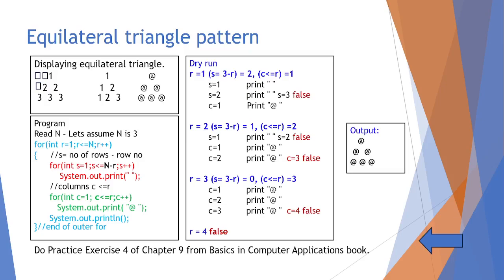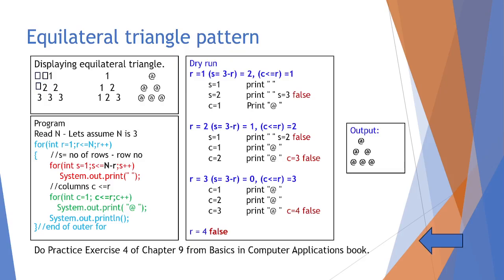For int s equal to 1, spaces starting from 1; s less than or equal to n minus r. r is 1, n is 3, the total number of rows. n minus r, 3 minus 1, then s plus plus. Let's see the dry run. r is 1, r is 2, r is 3, r is 4 false. That means how many rows? 3 rows. Inside the 3 rows, we are writing spaces and columns.